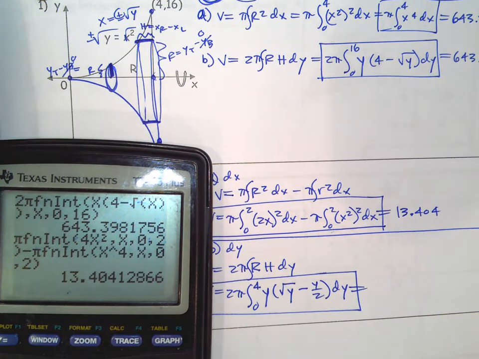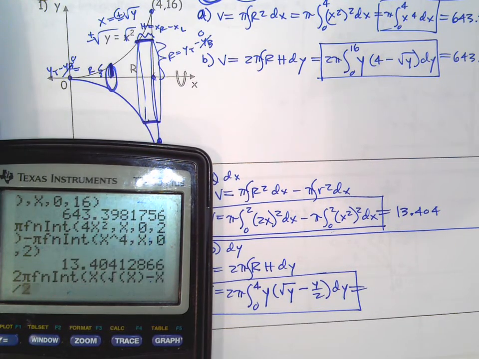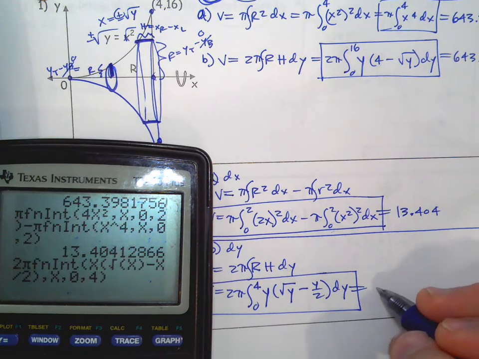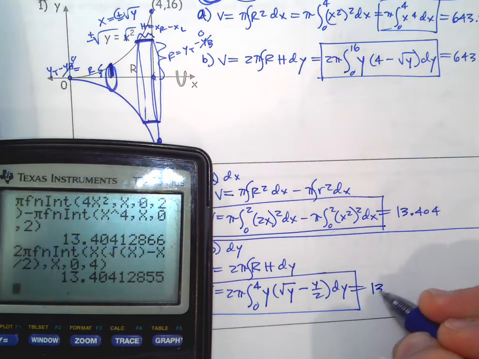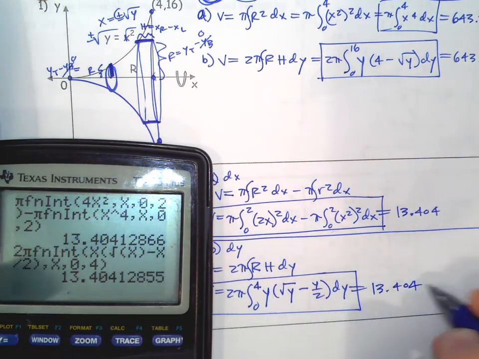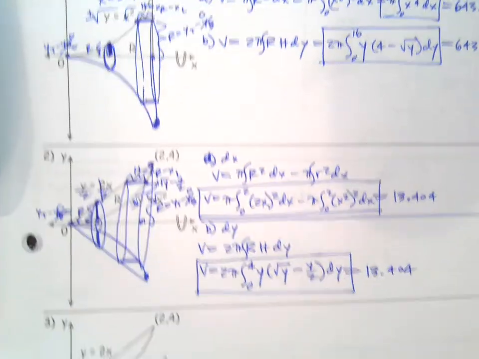I'm going to try the other one, 2 pi, math 9, x, parentheses, square root of x, minus x over 2, close parentheses, comma x, comma 0, comma 4. Same answer. So pretty sure we did it right. We get the same answer on both of them.